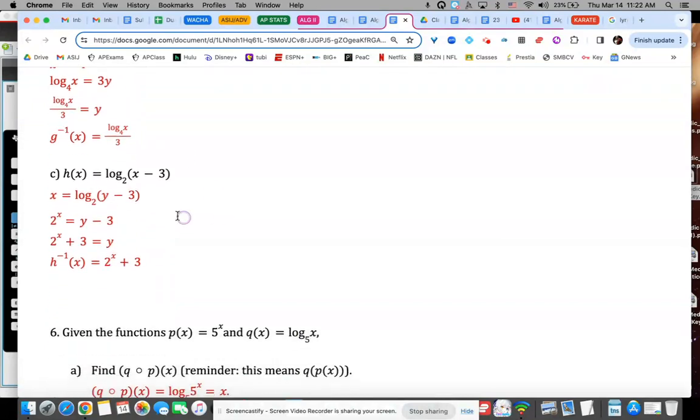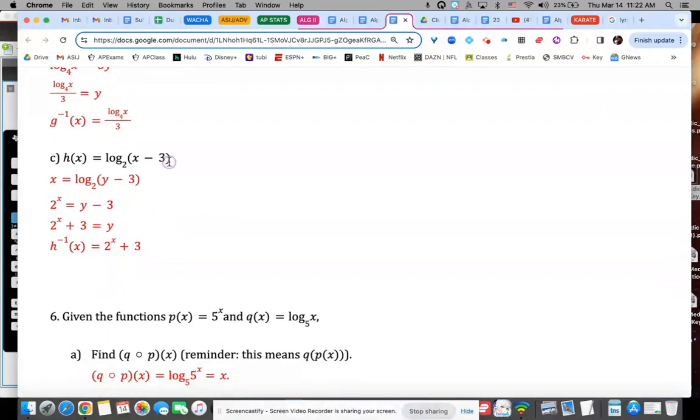Okay, part C. What's different about this? Well, the only thing different now is that we're starting with the log, and we're calling that our function. So you can see down here when we get done and we have our inverse, it's going to be in the exponential form. So we're kind of going backwards, we're just starting with the logarithm and ending with an exponential.